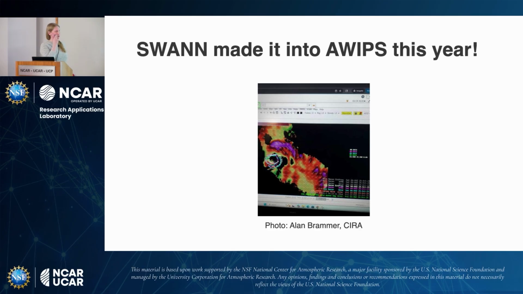The exciting news was that SWANN made it into AWIPS this year. AWIPS is the program used by a lot of the forecasters. Alan Brammer from CIRA sent me this very blurry screenshot of him successfully putting the data into AWIPS. So that was pretty exciting from our standpoint. And we have meetings scheduled with NHC coming up to continue to get their feedback on these processes.